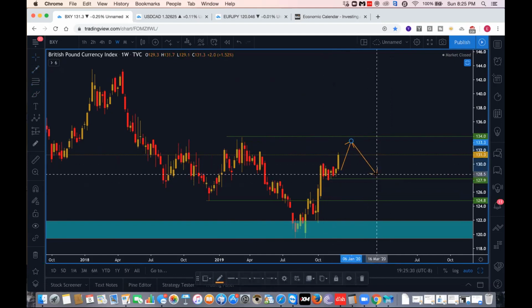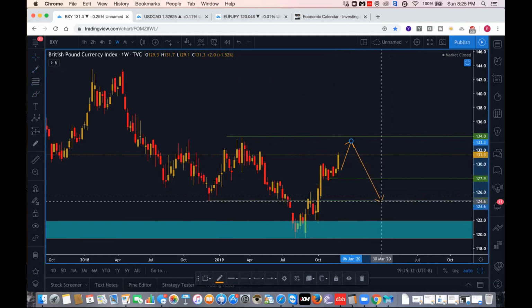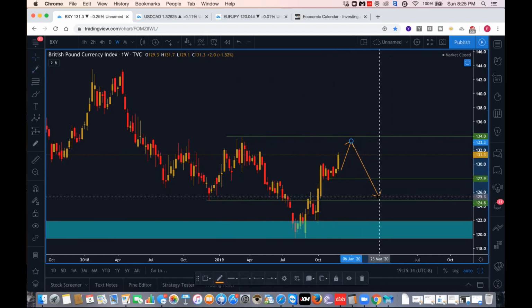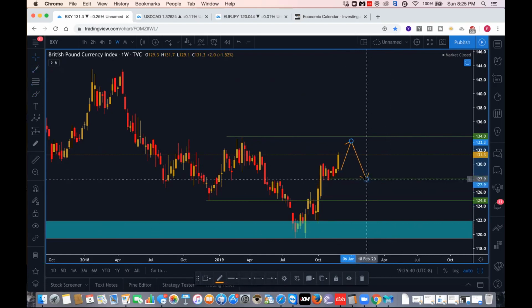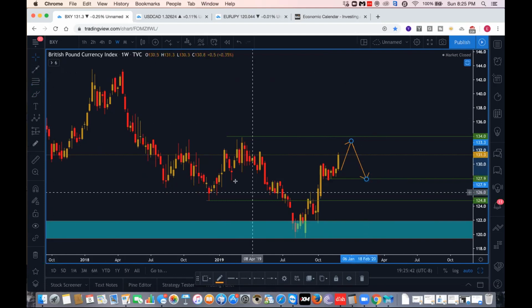This would be the second level. This would be the third level. If this level right here is broken, then I'm almost guaranteed that price will come back down toward this demand zone. So that's the Great British Pound Index.